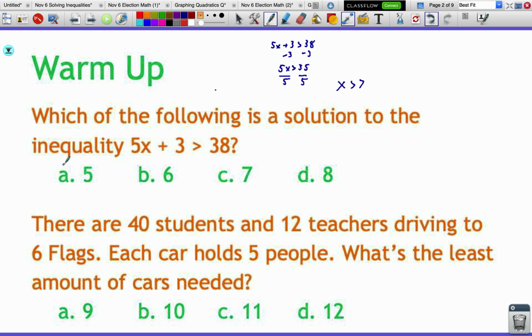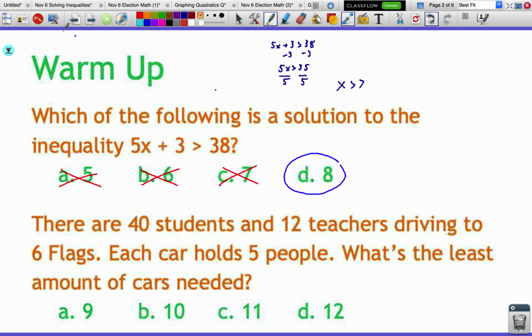Now, this is much easier to just plug these numbers all into that and see which ones work. Is 5 greater than 7? Nope. Is 6 greater than 7? Nope. Is 7 greater than 7? This is like our boundary case, but because it doesn't have that or equal to, this one also doesn't work. 8 is the only one that works. 8 is the only one that is indeed greater than 7.